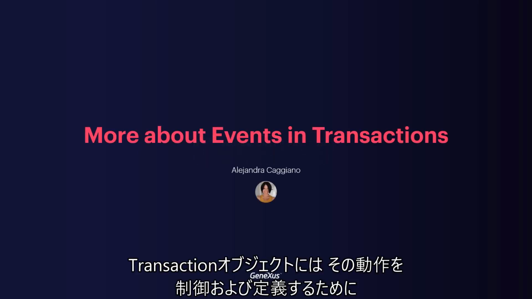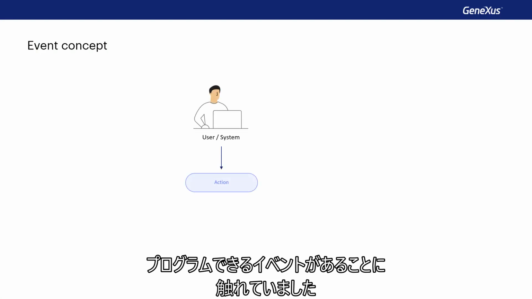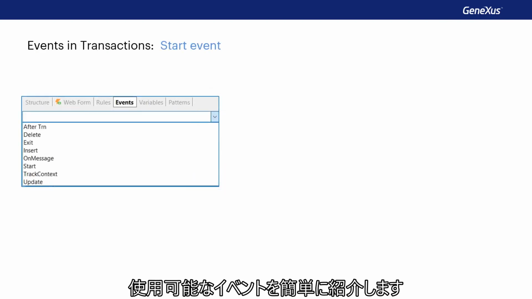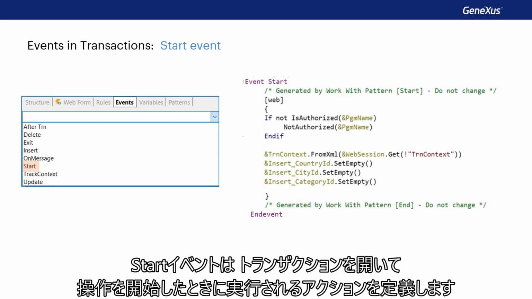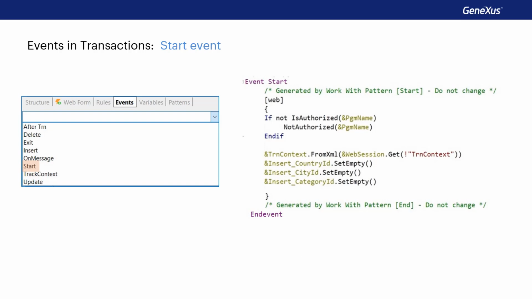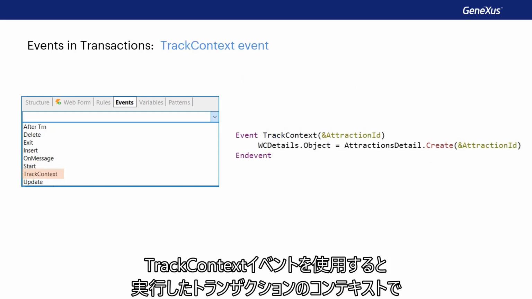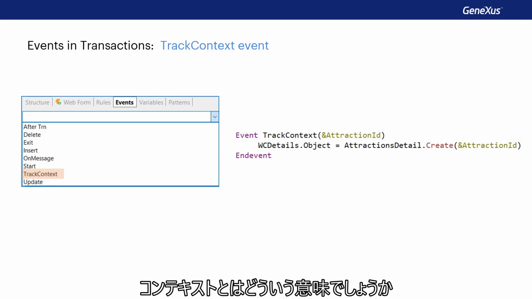We've learned before that the transaction object has events that can be programmed to control and define its behavior. As a review, let's remember the events that are available. The start event defines an action to be executed when you open and start working with the transaction. The track context event allows you to schedule what action to take when a change is made in the context of the transaction execution. What do we mean by context?